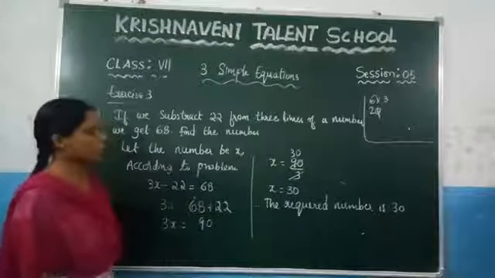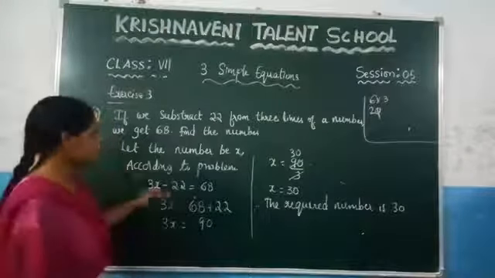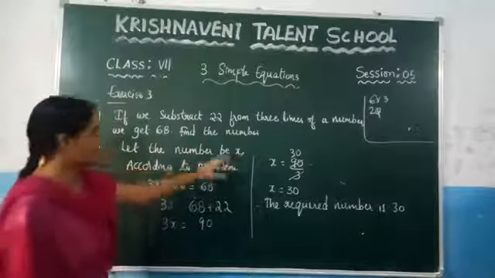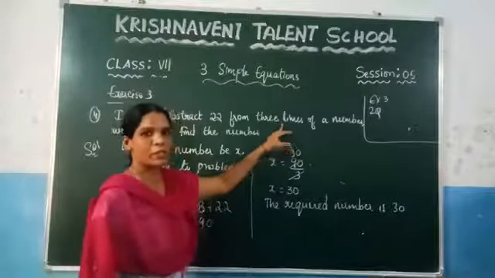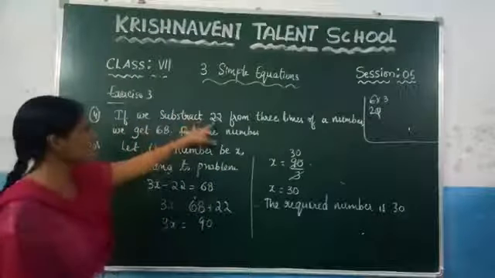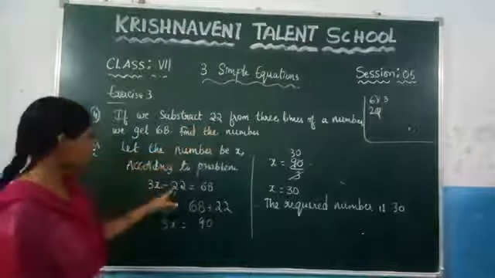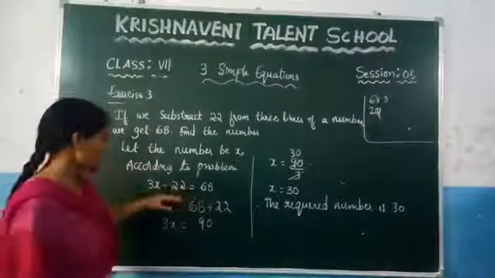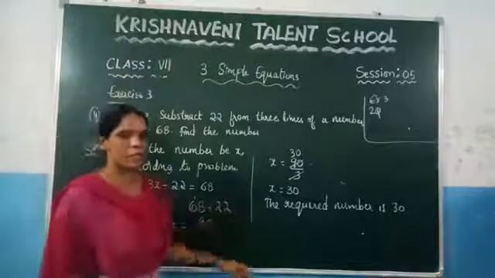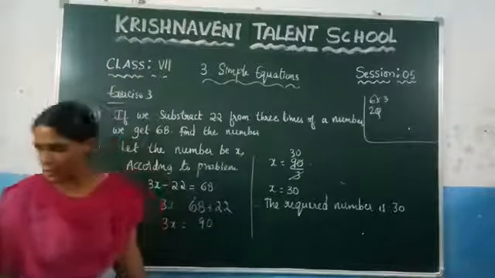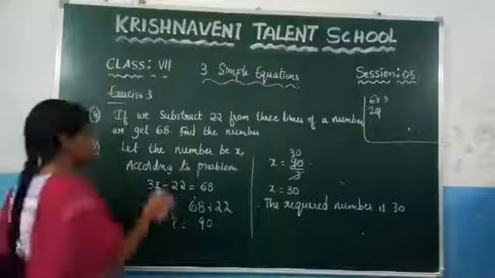So how do you solve this problem? Since we don't know what that number is, let us consider that number as x. What is the meaning of 3 times a number? It is nothing but 3x. From this 3x we need to subtract 22. After subtracting, we have to get 68. So we got this equation, and after solving it using the transposition method, we got the required number, which is 30. Now here, see the next question.